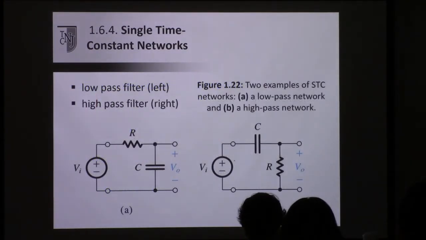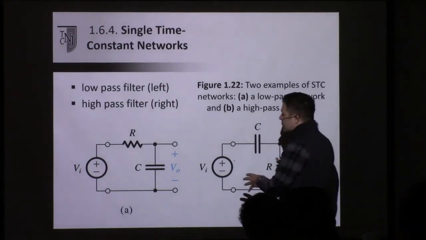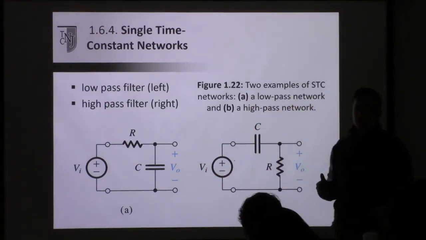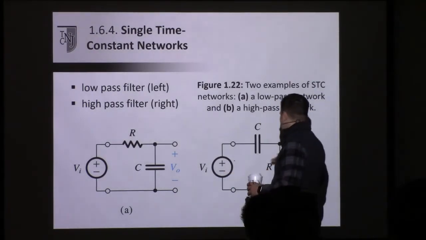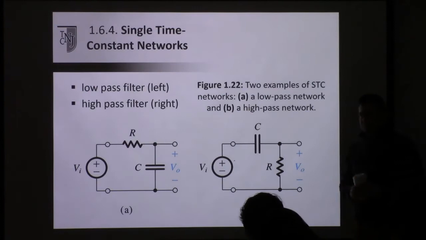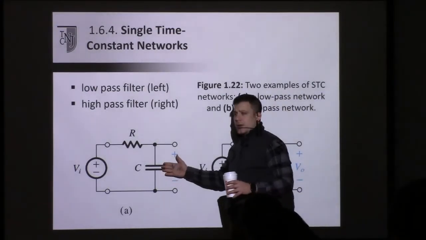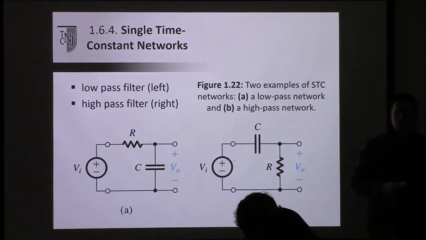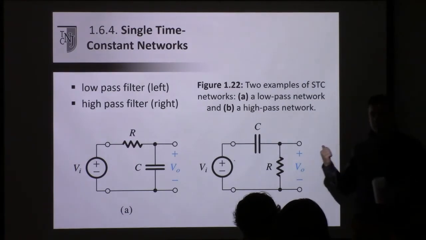So these are figures for the low pass and the high pass filter, the RC version of it. Again, we can create RL versions that use inductors. The only difference is switching the position of the resistor and the capacitor. For the low pass filter, the output is measured across the capacitor. For the high pass filter, the output is measured across the resistor.